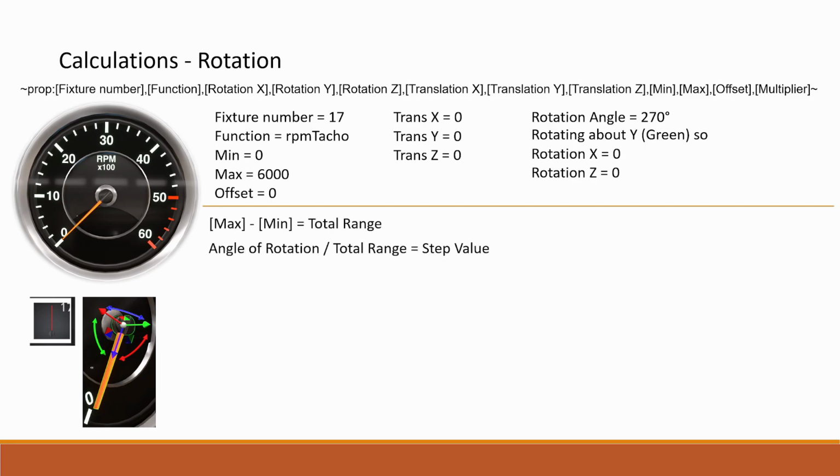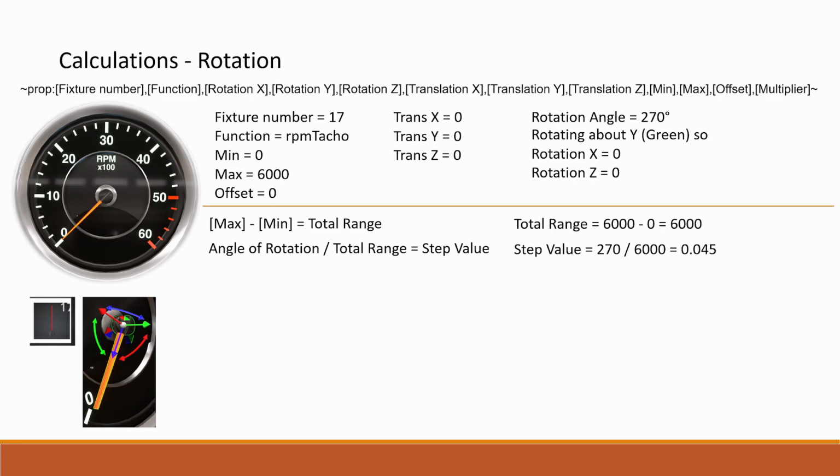To get the total range, we need to take the max and subtract the min. Once we have that, we can take the angle of rotation and divide it by the total range to get our step value for rotation y. With our example, this means our total range is 6000 and our step value is 0.045.